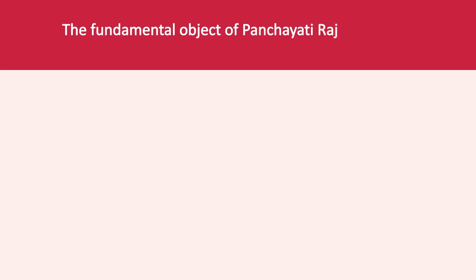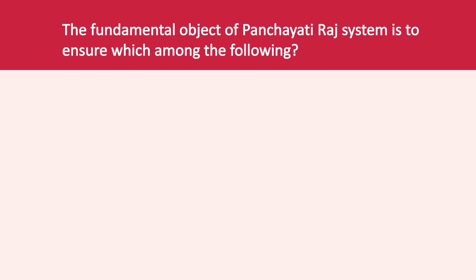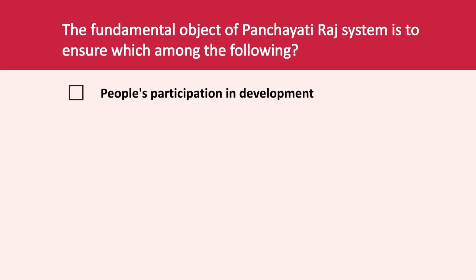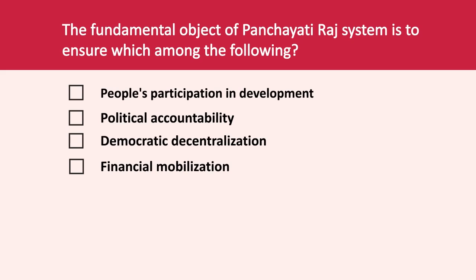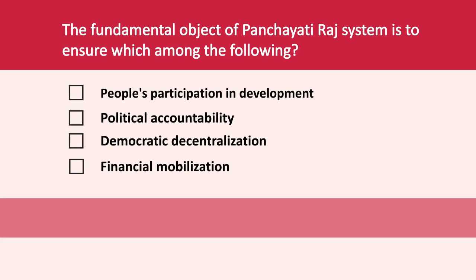The second question has been: the fundamental object of Panchayati Raj system is to ensure which of the following? 1. People's participation in development. 2. Political accountability. 3. Democratic decentralization. And the 4th, financial mobilization.